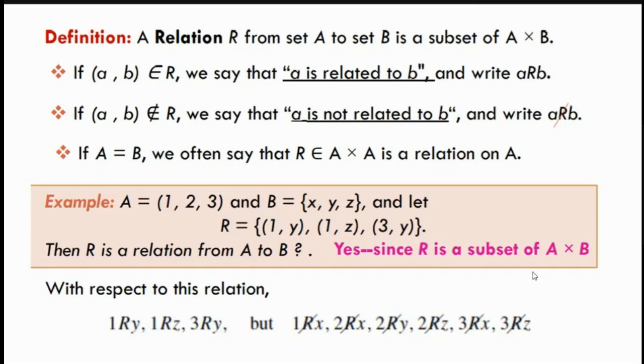At the same time, you can also mention that there is no relation, by striking off the R, like 1 R-crossed X. Like that, there is no relation between 2 and X, 2Y, 2Z, 3X, and 3Z.